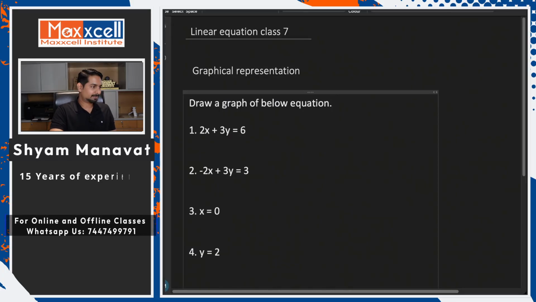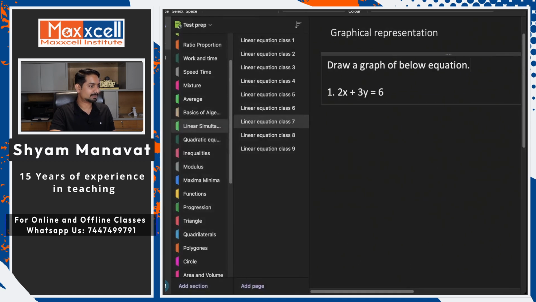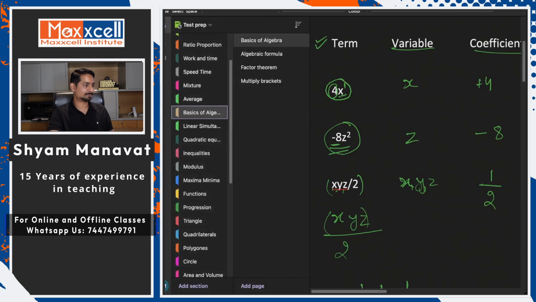We are in lecture number 7 and in this lecture we are going to learn how to draw a linear equation on a graph. So let's get started. Now these kinds of equations, we have discussed some terms in basics of algebra.